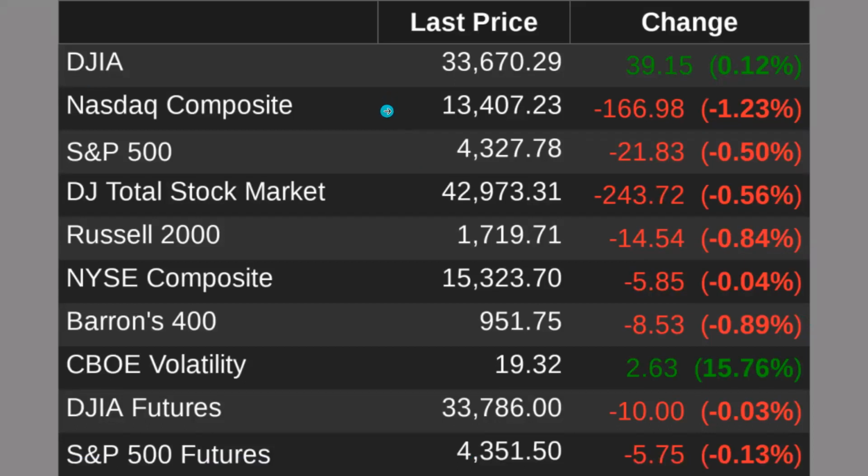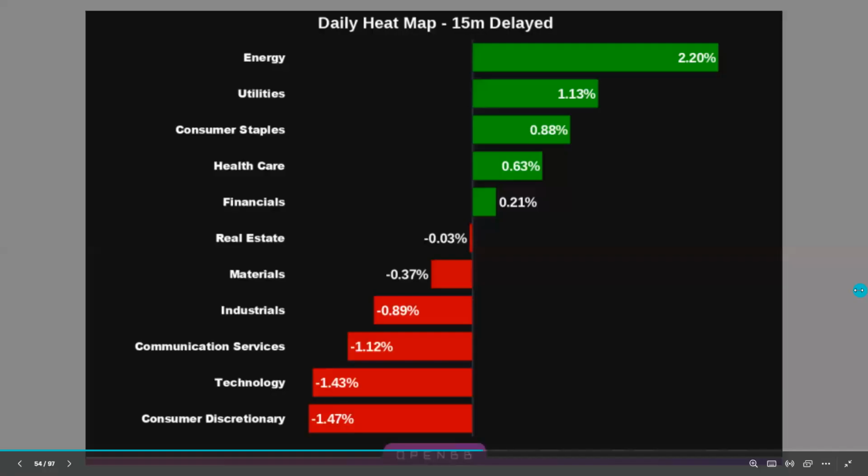The NASDAQ was down 1.2. We saw the S&P was down 0.5. You have the Dow Jones total stock market index that was down 0.56. We talked about the Russell 2000. You have the NYSE composite was basically flat right here, though, down 0.04%. You see the VIX had a significant day. And the Dow Jones down 0.03%, S&P 500 futures down 0.13.